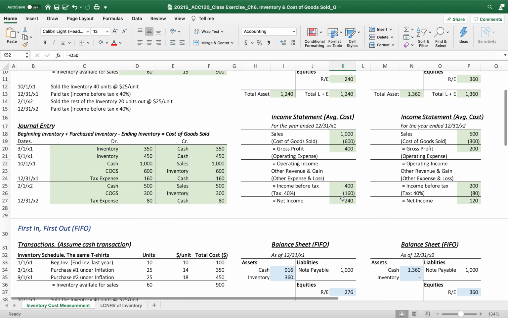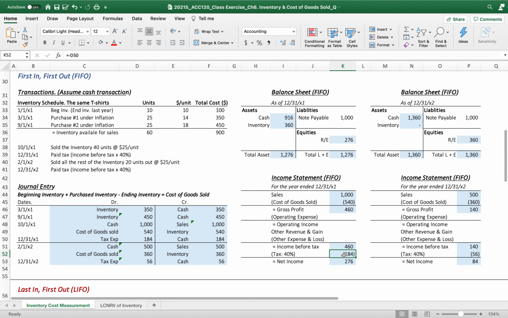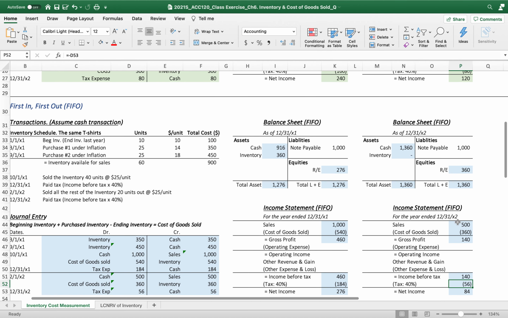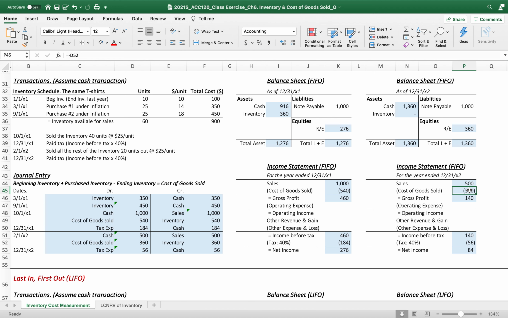184, versus average 160. We pay more tax based on the first in, first out inventory. Why? Because the cost of goods sold is the cheapest one, so we measure the gross profit high. The income tax is calculated based on the income made by sales minus cost of goods sold. So we pay more tax in the first year, but in the second year, you see the company pays a lower amount. Why? The cost of goods sold is now the expensive one, so the gross profit gets lower.